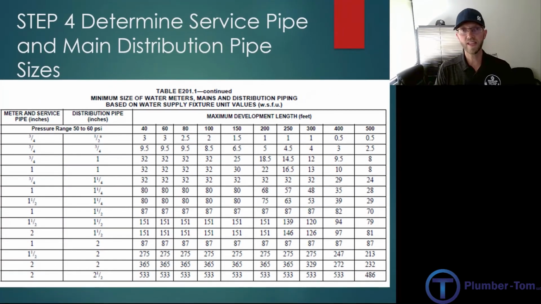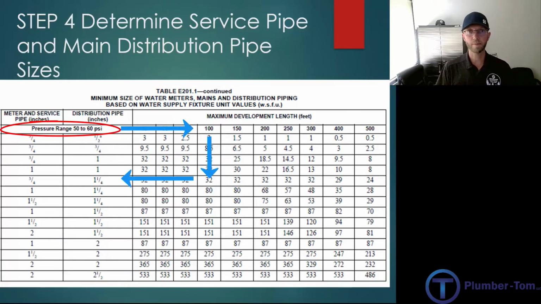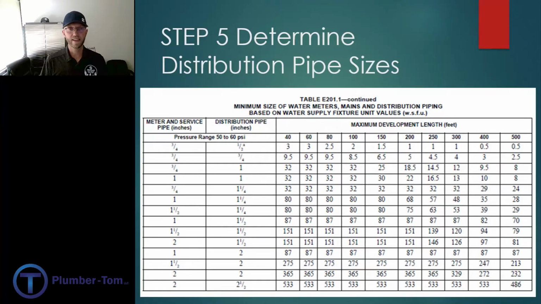This is how we use this table to determine pipe sizes. Start with the pressure, go to the maximum developed length, use your water supply fixture units, come back to the left and find your pipe size. In step 5 of the sizing process, we do the exact same thing as we did for the service and main distribution lines, but now we're just determining smaller distribution pipes. We can come right down to a branch that feeds bathroom groups or whatever. And the table is used the same.